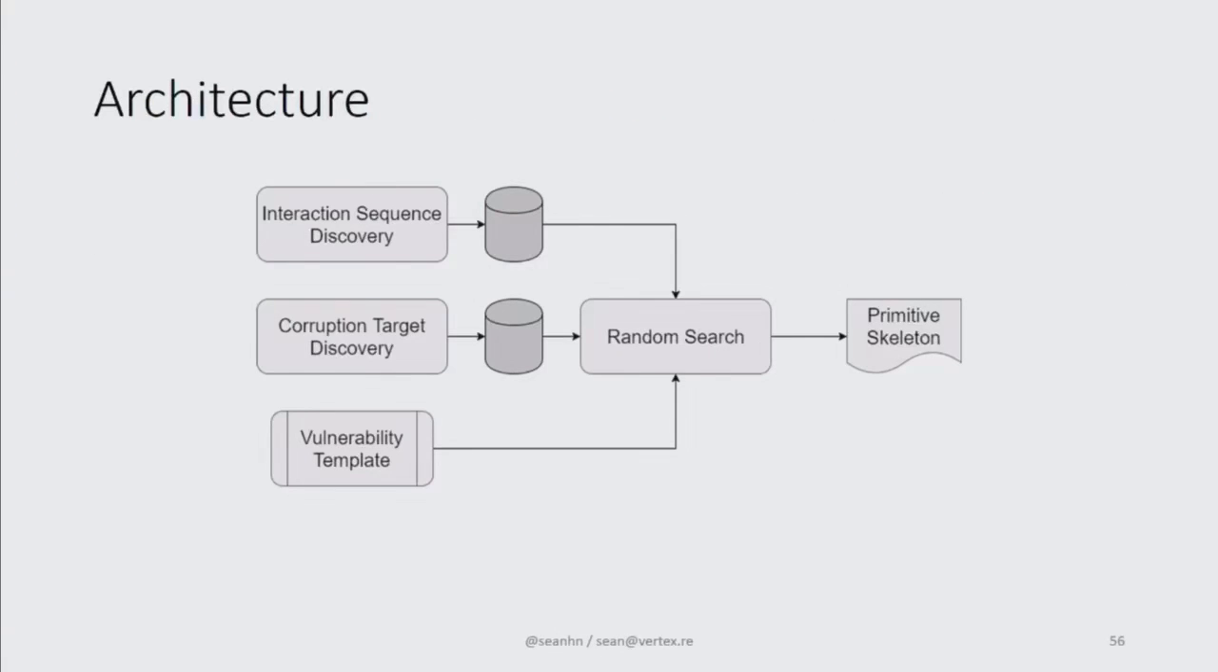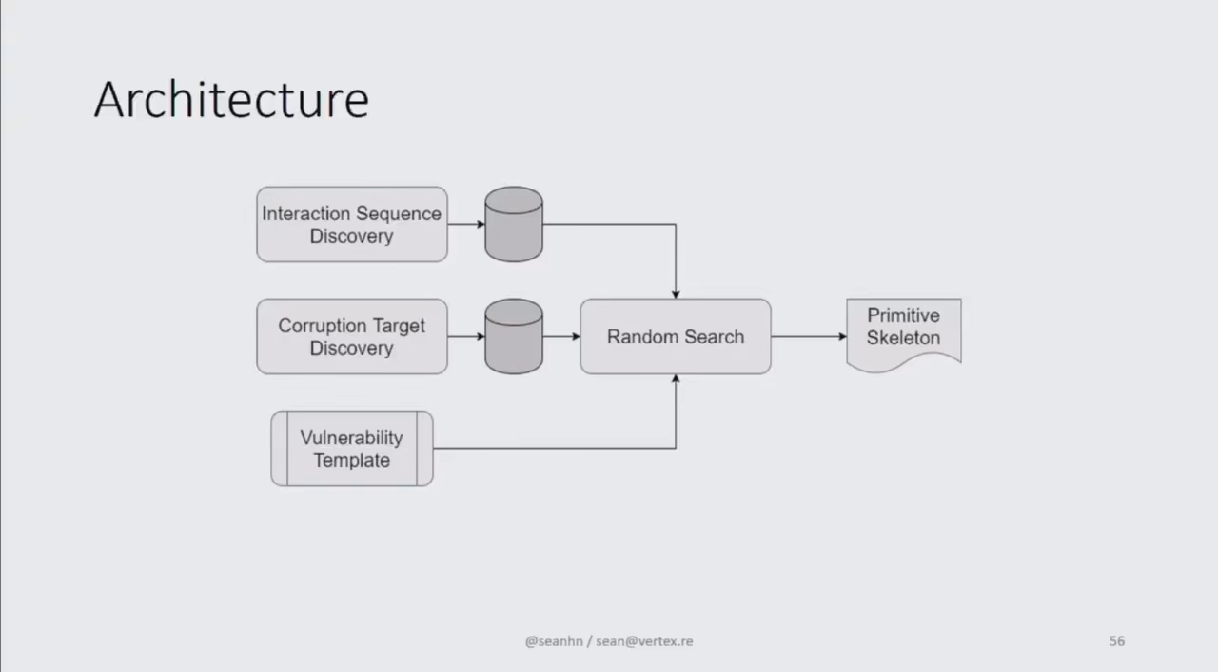So the system itself looks something like this. We have 3 distinct phases. We have interaction sequence discovery, where we try to figure out how to interact with the program's heap. We have corruption target discovery, where we try and automatically figure out something interesting to corrupt. And then we have a vulnerability template, which describes how to put these 2 things together in the context of a random search to produce what we're calling a primitive skeleton.